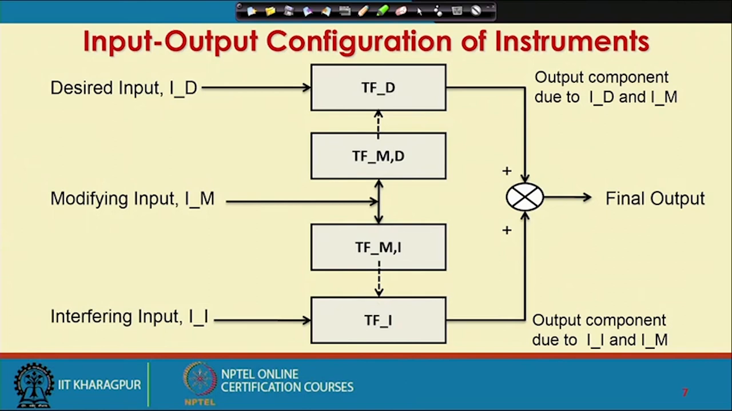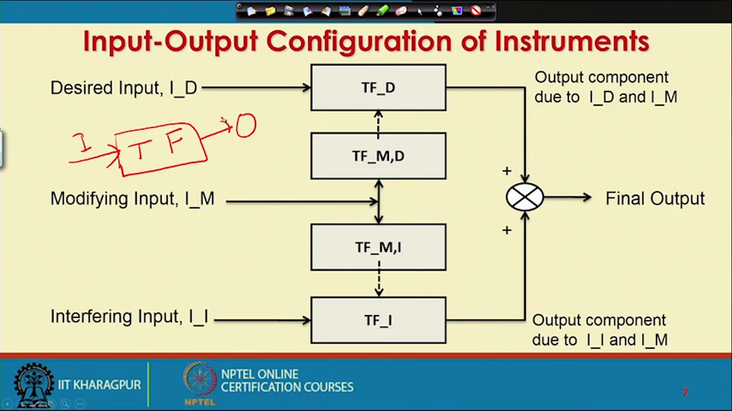Now, let us see input output configuration of instruments. So, we have now learnt about desired input, modifying input and interfering input. We have also learnt about the transfer function of an instrument. There is a transfer function of an instrument, and transfer function works on this input and gives you this output. So, this is a mathematical representation for benefit of analysis.